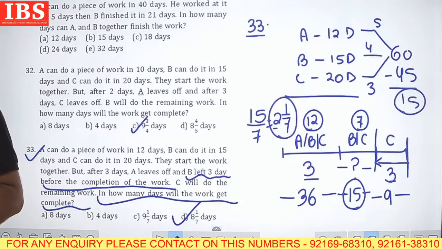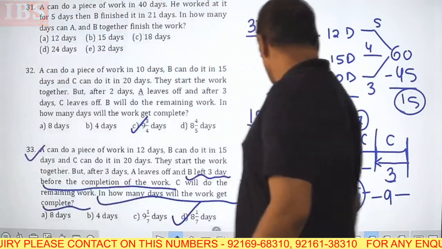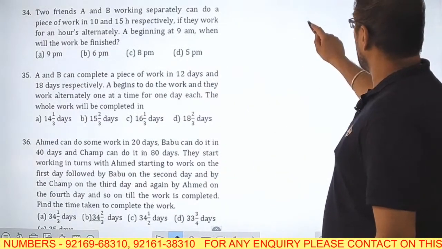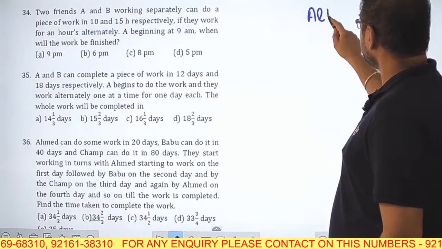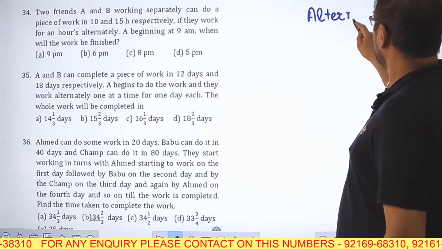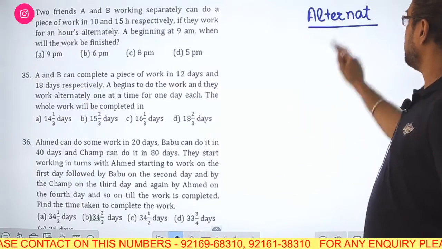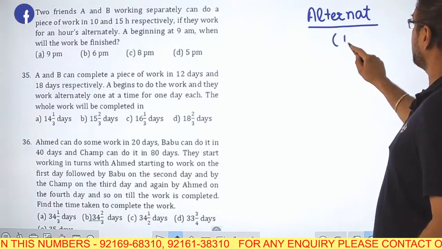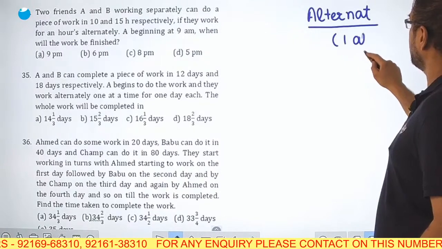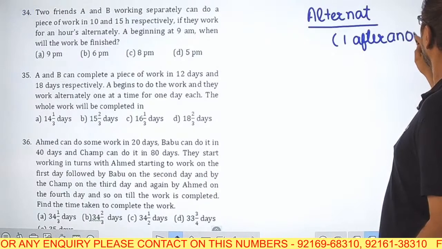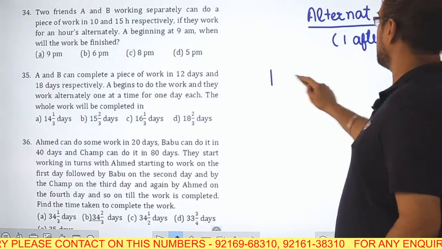So this is one type of question. Let's see the alternate type of question, bache. First, focus here on what I am telling you. Alternatively. Alternate means one after another. One after another. That means firstly A will be coming.